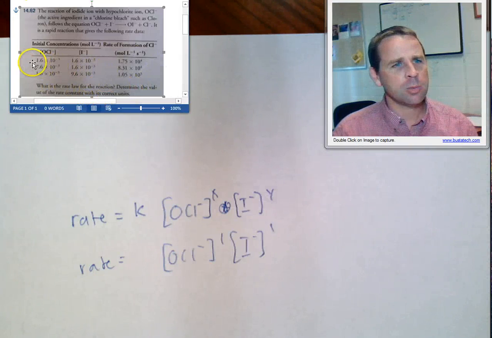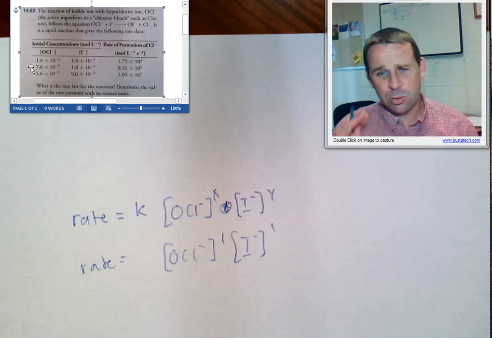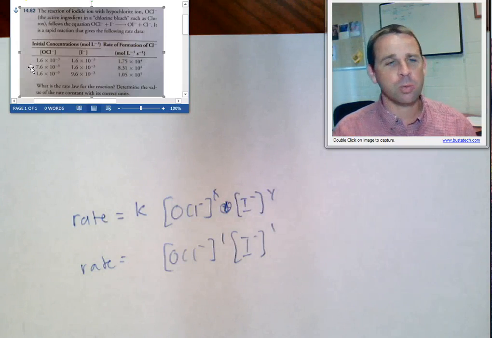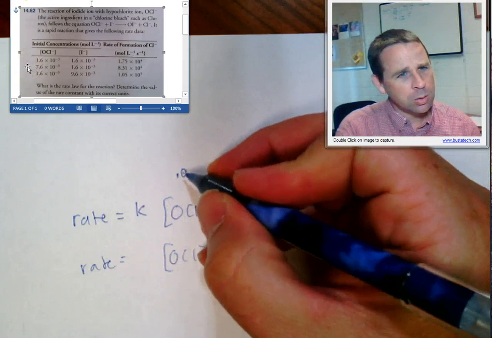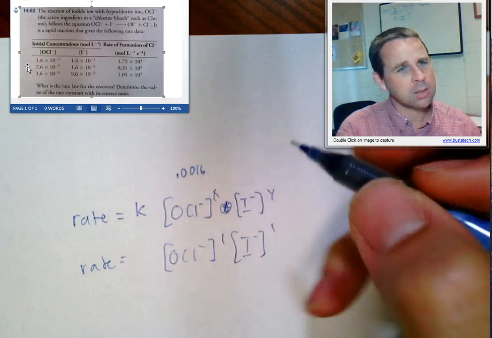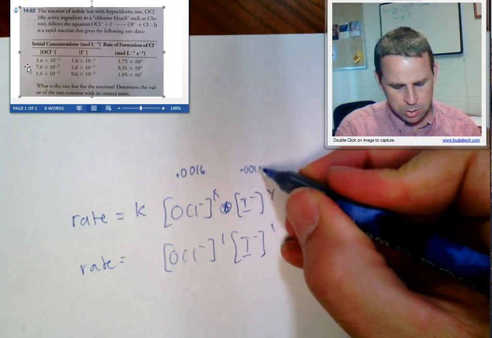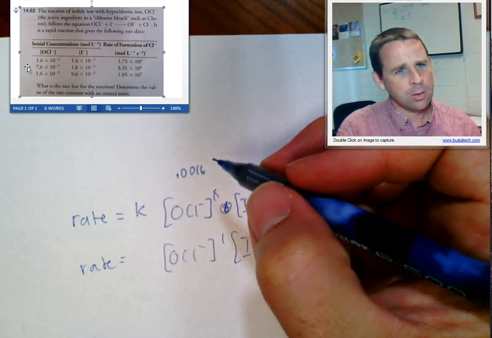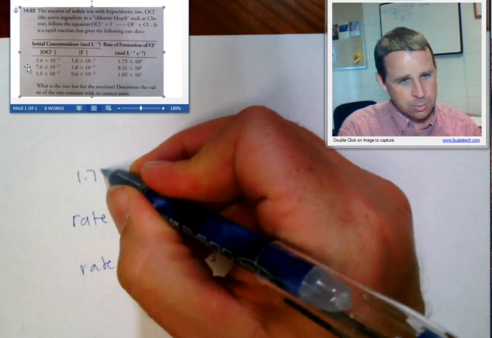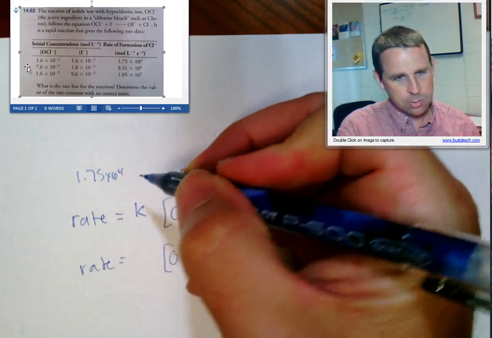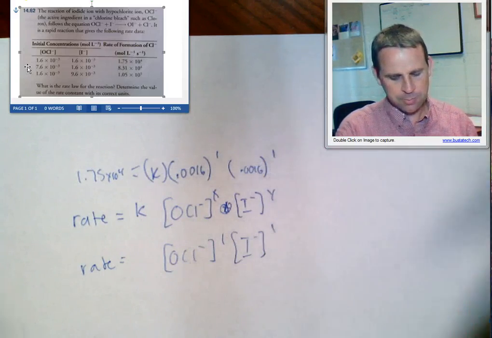It doesn't indicate which one to take. When you take different lines, you might get slightly different values. So sometimes it indicates for you which one to take, but this doesn't. So we got 0.0016 here, and 0.0016 here, and the rate is 1.75 times 10 to the fourth, and K's in there, and these are both raised to the 1 power.